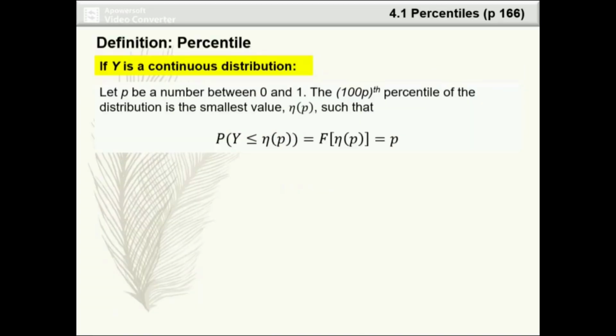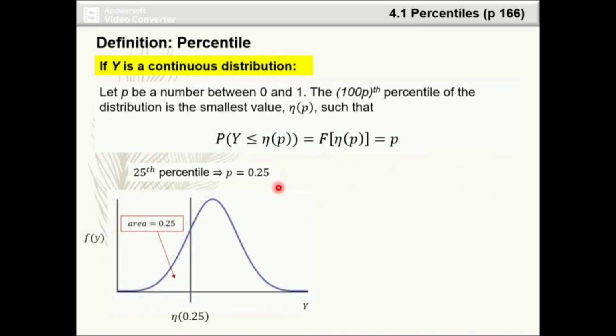So if you go back to the definition of a percentile in your textbook, it says it's that value, in this case eta p, such that the area to the left of that value is just p. So for instance, if I wanted to find the 25th percentile, in this example, p has to be a value between 0 and 1. Therefore, p is equal to 0.25.